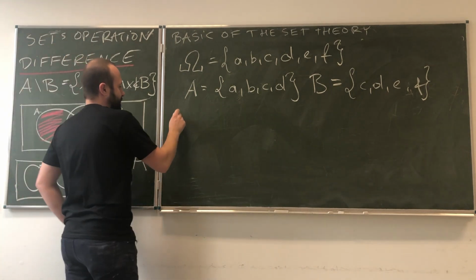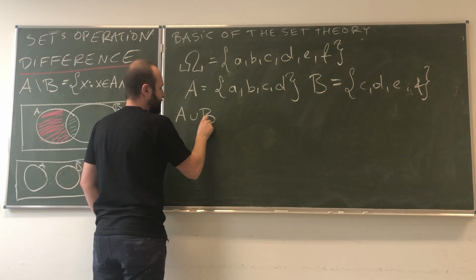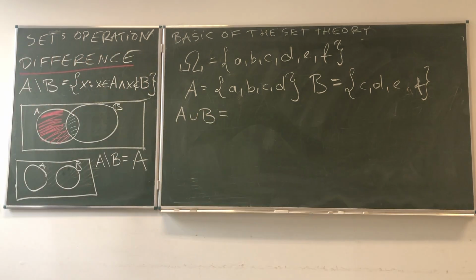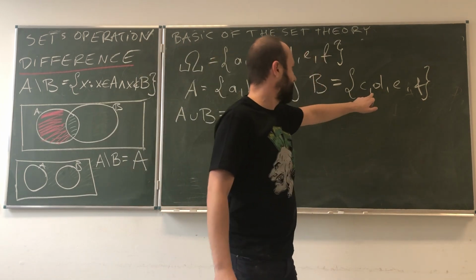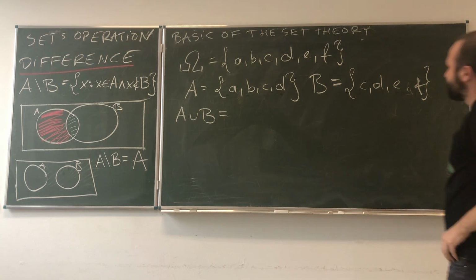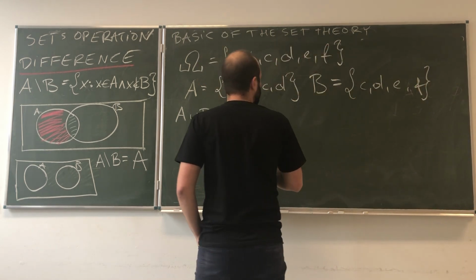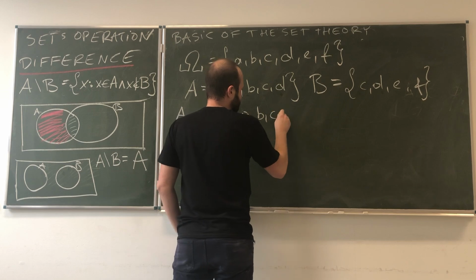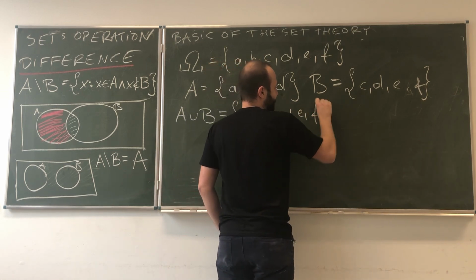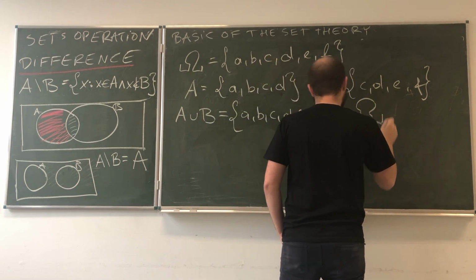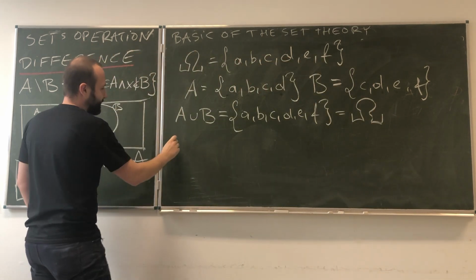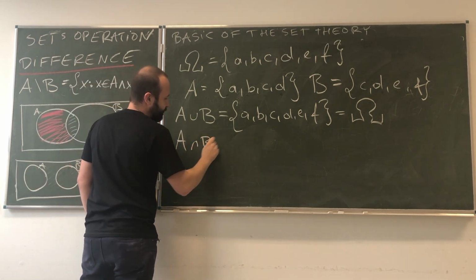So, let's start with A union B. So, those are all the elements that are in A or in B. So, A, B, C, D. C repeats itself, and we get new elements E, F. So basically, in this case, we would have A, B, C, D, E, F, or our universal set in this case.